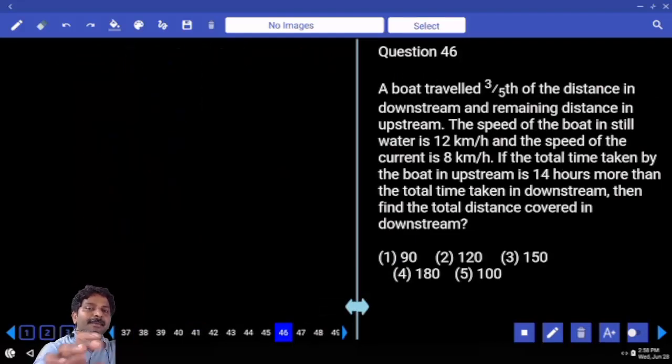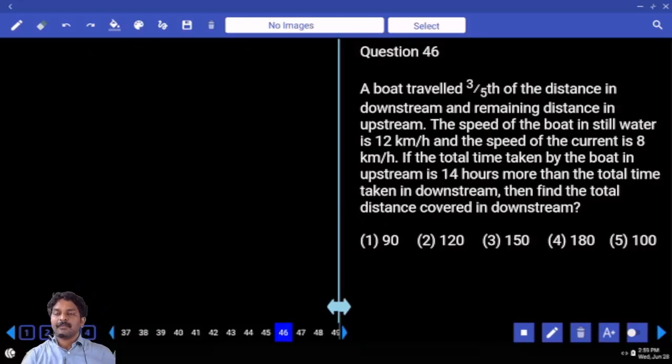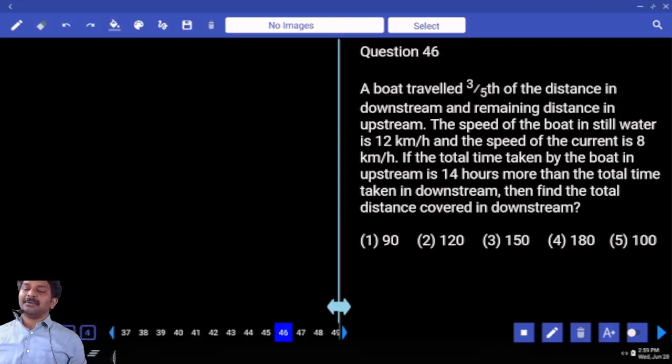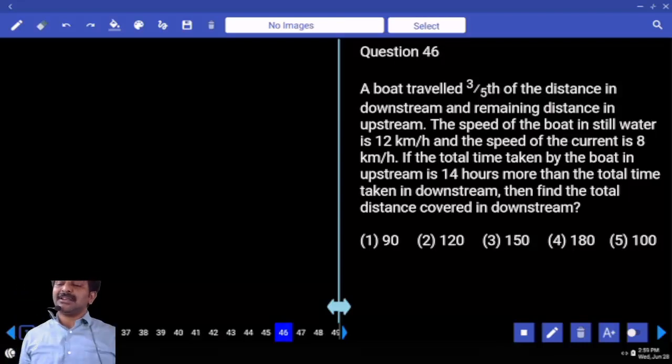Shall we start the PO paper? 46 onwards. A boat traveled 3/5 of the distance in downstream and the remaining distance in upstream. Remaining in the sense 2/5 distance only. The speed of the boat in still water is 12 km per hour. Speed of the current is 8 km per hour. If the total time taken by the boat in upstream is 14 hours more than total time taken in downstream.